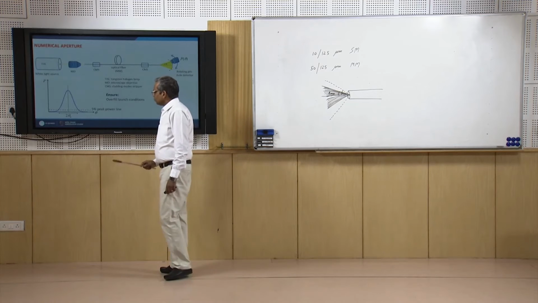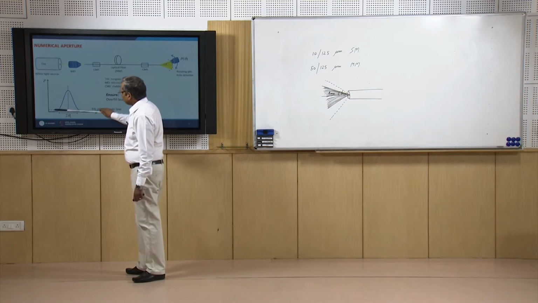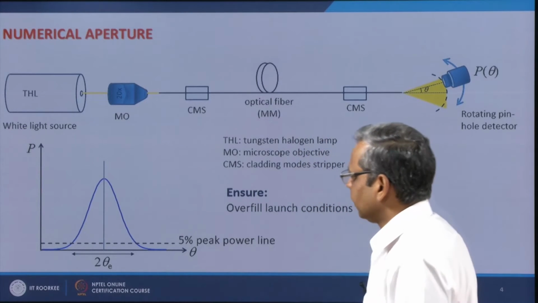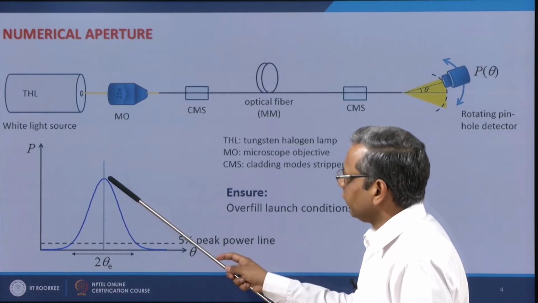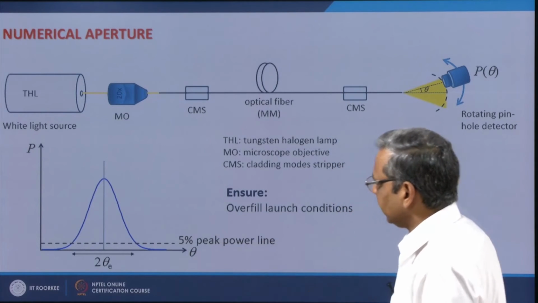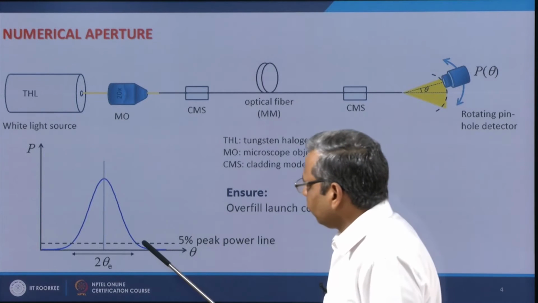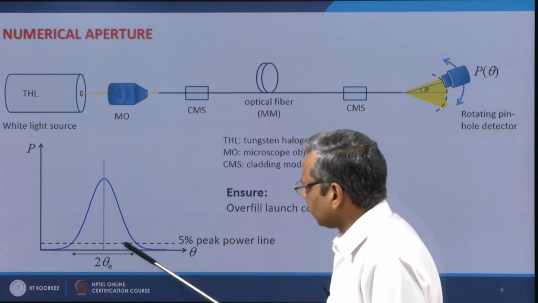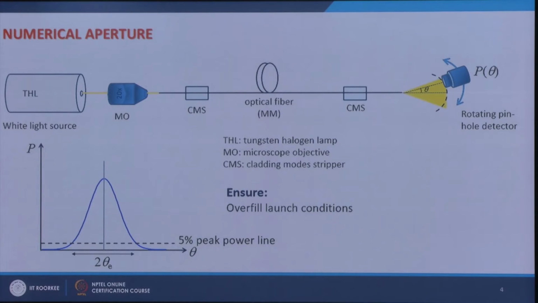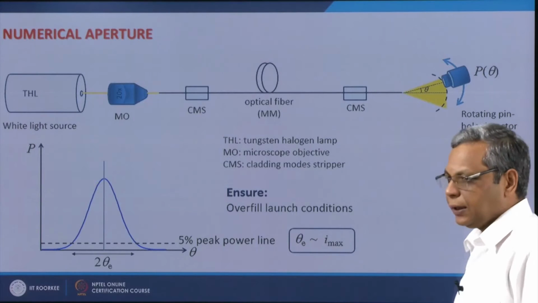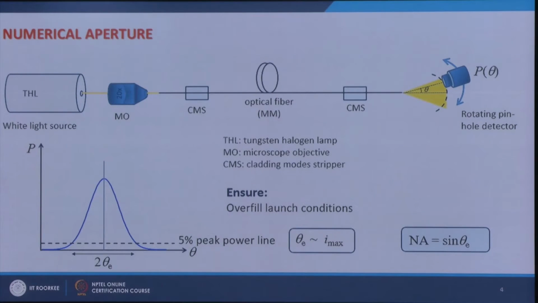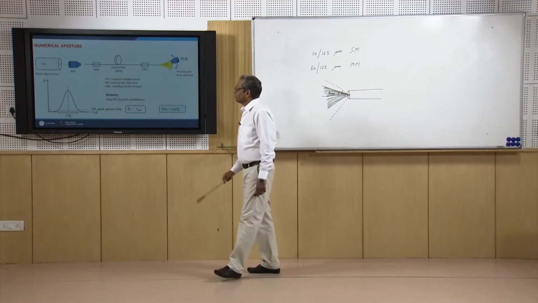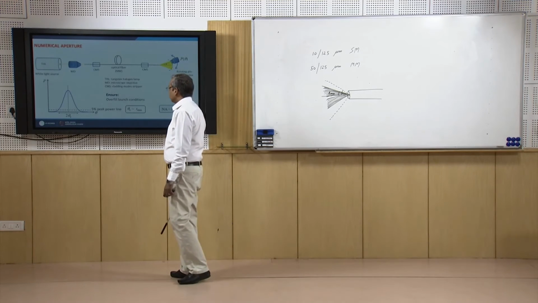For that, the usual way is that you draw a line which corresponds to 5% of peak power. So, whatever power is here, you take 5% of that and get this line, and then find out this angular width. If this angular width is 2 theta e, then your Imax is theta e, and then you just take the sine of this and this will give you the numerical aperture. So, in this way you can measure the numerical aperture of the fiber.